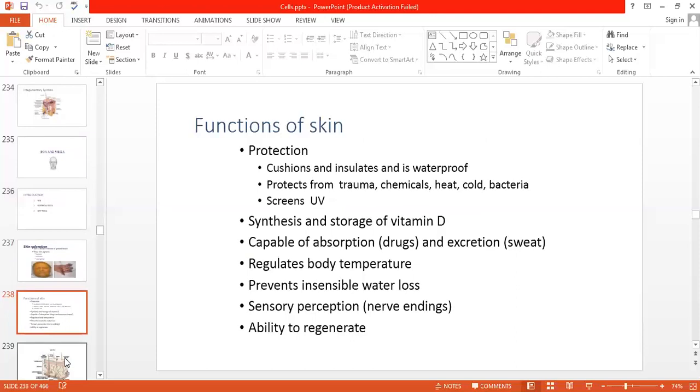Function of skin: protection. It provides protection to the body, cushions and insulates, and is waterproof. Cushion means give softness to the body, and insulate means protect from the heat and cold. Waterproof means water is not allowed to enter into the body through the skin. It protects from trauma, chemicals, heat, cold, bacteria. It screens UV light which comes from the sun.